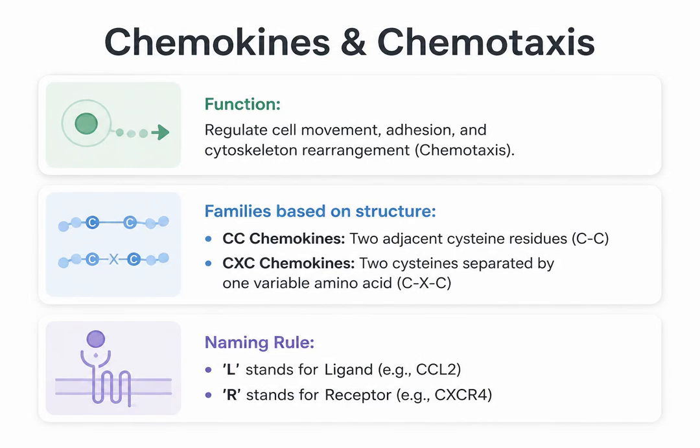Switching gears to chemokines, these are the molecules responsible for chemotaxis, literally guiding immune cells to specific locations. They are divided into families based on the arrangement of cysteine amino acids in their structure. A quick tip: if you see an L in the name, it's the signaling ligand, and if you see an R, it's the receptor sitting on the cell surface.